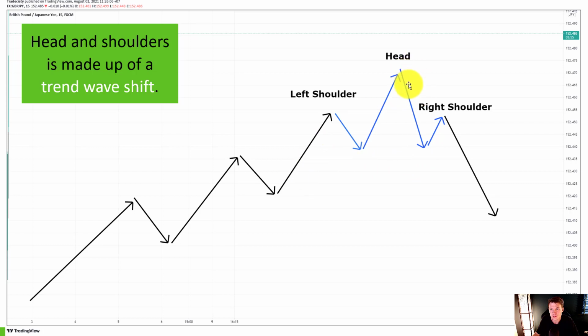And this means that this corrective wave from the head to the right shoulder is very deep. Whereas previously you can see the corrective waves are very shallow, this is a completely different picture. We have a large correction wave and a very small impulsive wave in the uptrend. And then especially once the market breaks below the neckline, this is where you are not only making lower highs, now you're also making lower lows. So head and shoulders is very nicely showing you a trend shift.